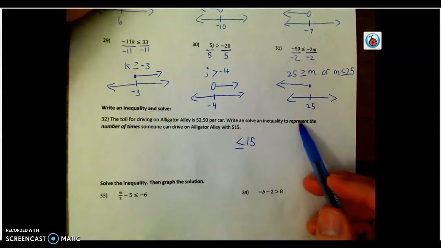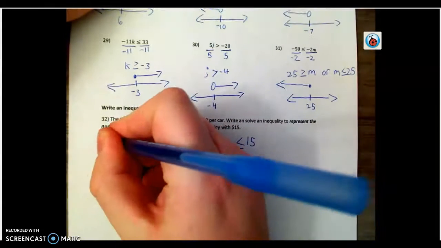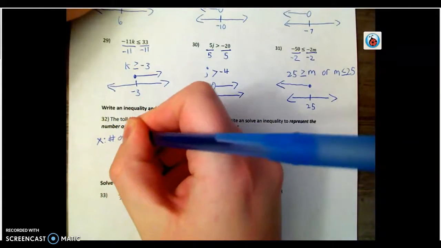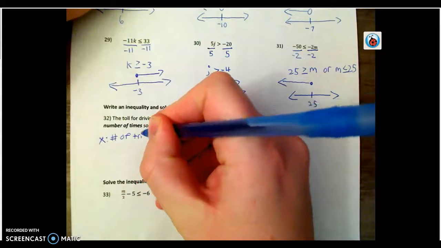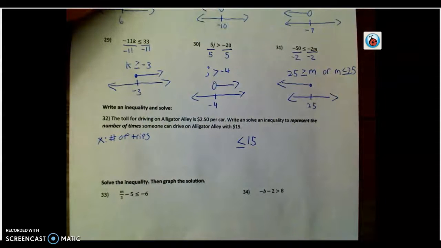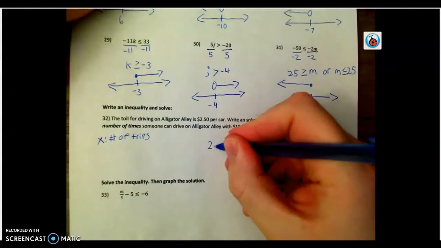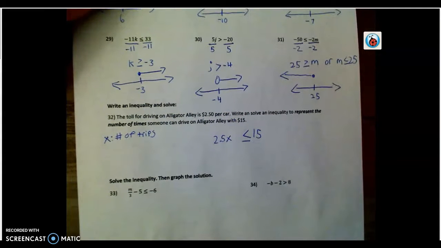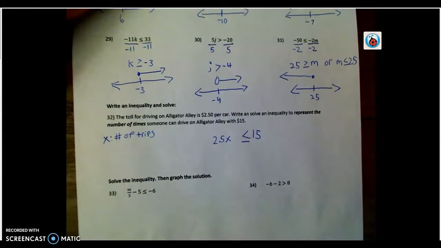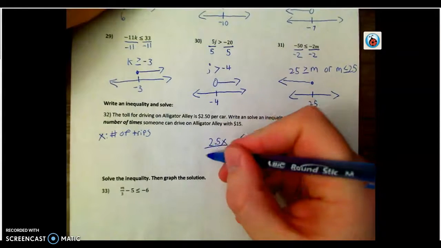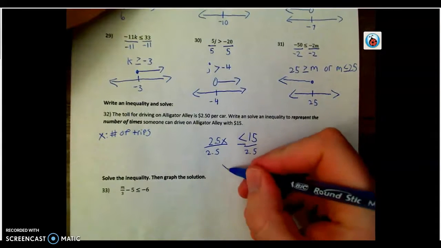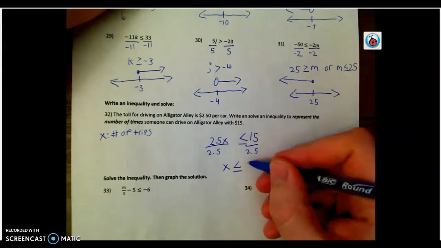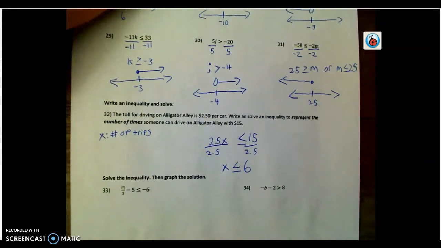Our unknown here is how many times we can drive. So I'm going to let x be number of trips. So if it costs $2.50 each trip, it's going to be 2.5x is less than or equal to 15. We can then solve it by dividing by 2.5 on both sides, which will leave me with x is less than or equal to 6. You can go 6 or less times.